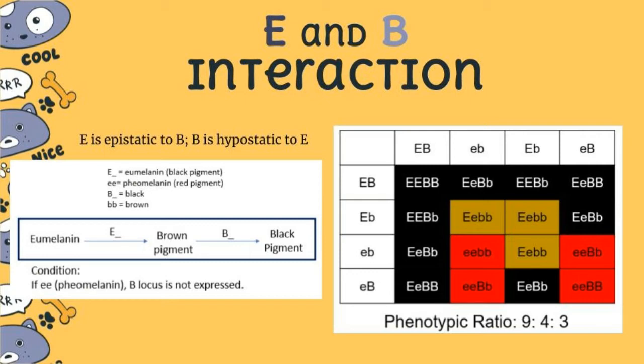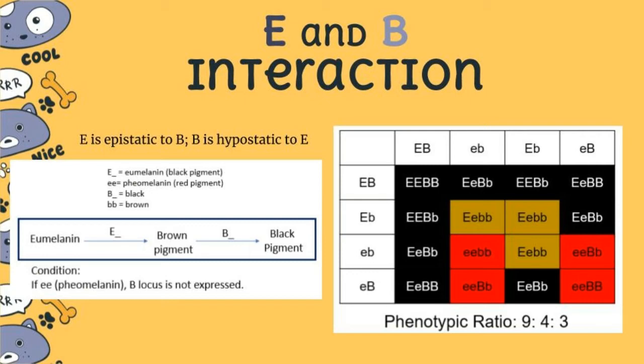This means also that B is hypostatic to the E locus. The B gene contributes to pigment production, where a dominant allele produces black pigment and brown if recessive. The E allele dictates the amount of pigment to be deposited in hairs. This means that a dominant E allele deposits the pigment of the B locus in the hairs and also adds in the eumelanin pigment as enhancement.